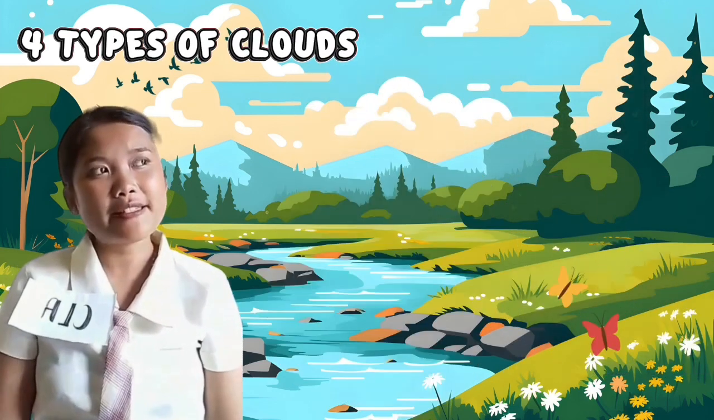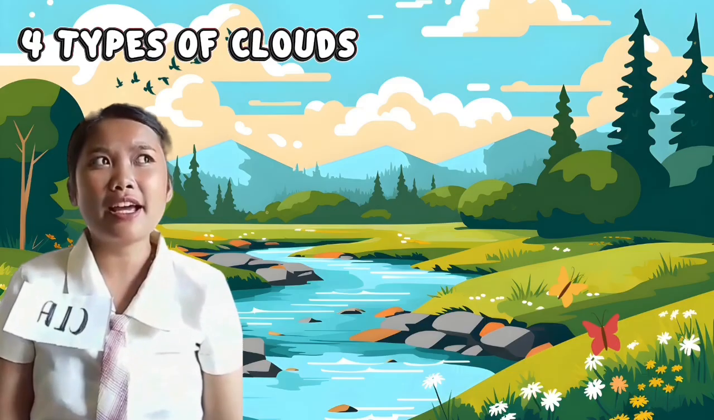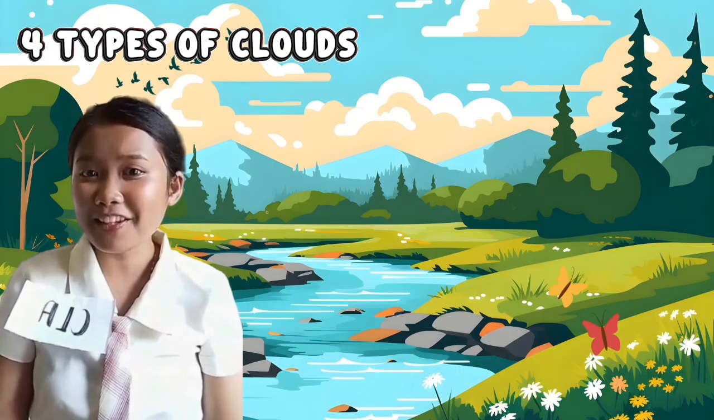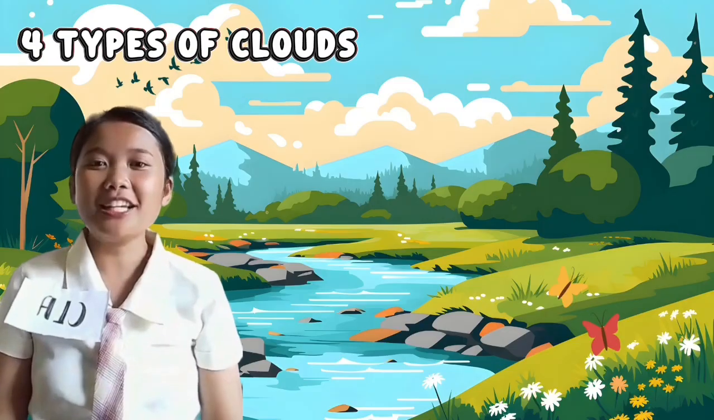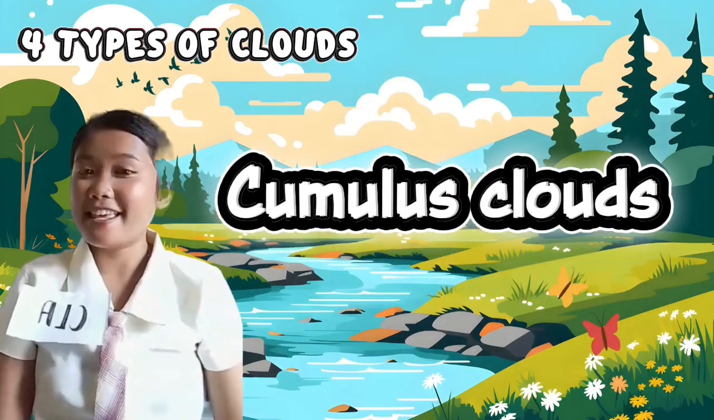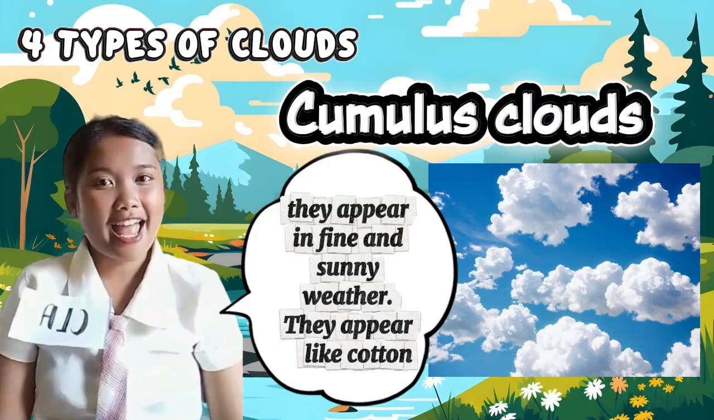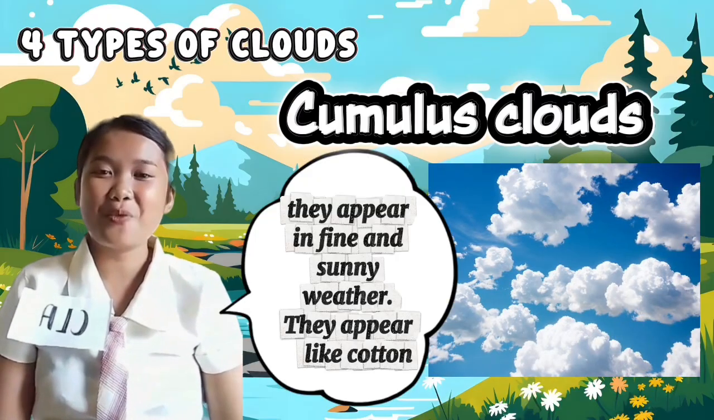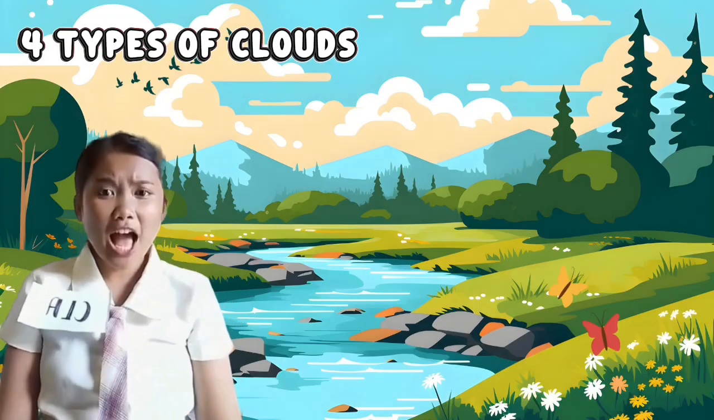And have you ever seen big, fluffy white clouds that look like balls or marshmallows? Alright, those are called cumulus clouds. These types of clouds appear on bright and sunny days and often mean nice weather. And when clouds turn dark and thick, watch out!